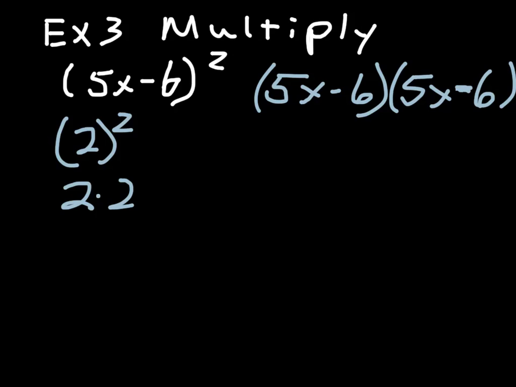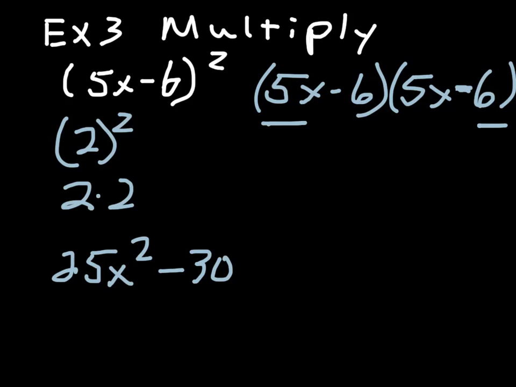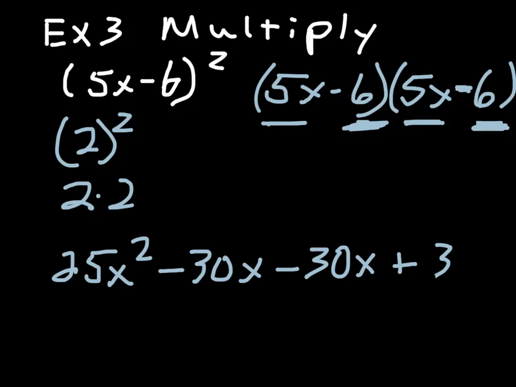Okay, let's FOIL this. Let's multiply the first term in each. So 5x times 5x is 25x squared. Multiply the very outermost terms. Positive times a negative is negative, and 5x times 6 is 30x. Multiply the very innermost terms. Negative 6 times a positive 5x is a negative 30x. And then multiply the last term in each of the binomials. So negative times a negative is positive, and then 36.